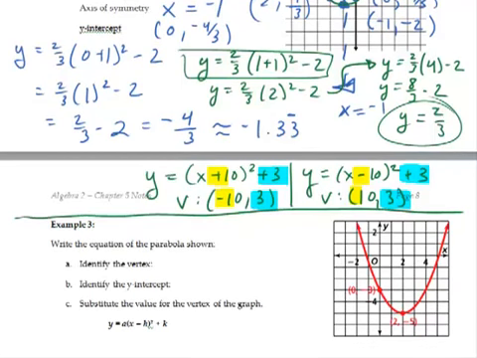All right. So that's the end of your 5.3a notes. We'll come back to finish up 5.3b.